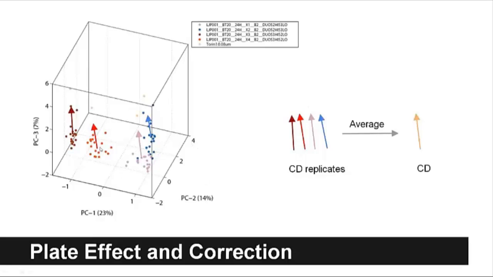So to correct this plate effect, we calculate the same number of directions as the number of replicates. We call these characteristic direction replicates, just CD replicates. So for this experiment, which has 4 replicates, it has 4 CD replicates. Then we will basically average all these CD replicates to get the direction for this experiment. Just average.